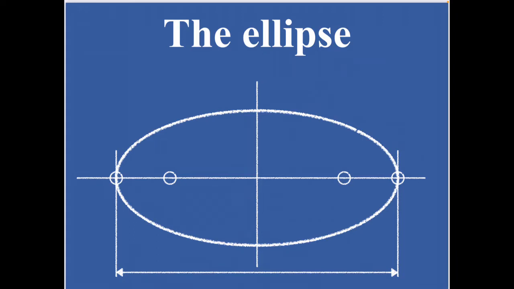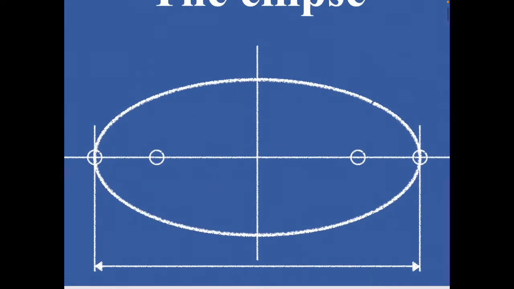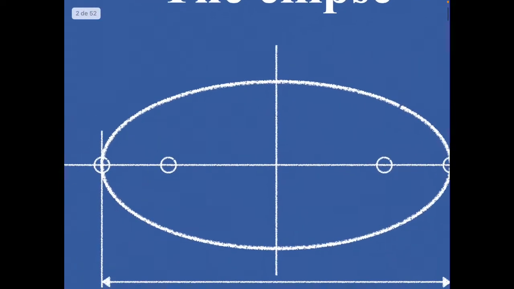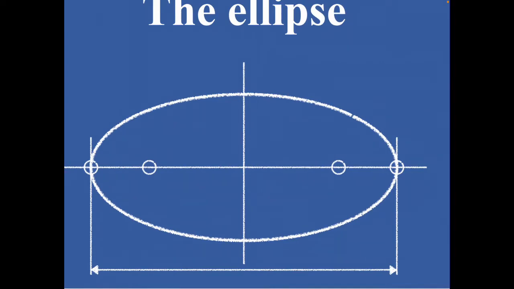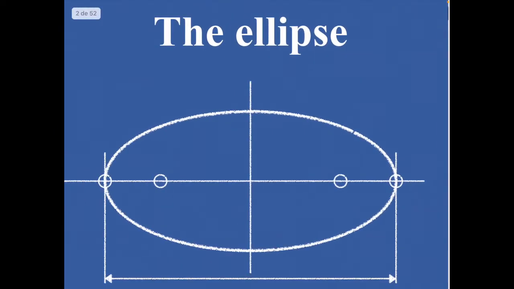So this is the ellipse, and basically over here I have shown you the most important parts that we have. For example, the ellipse is drawn in two axes. The axis that is going to have the longest section of the ellipse is going to be called the major axis, and the axis that is going to have, let's say, the smallest part of the ellipse is going to be called the minor axis.